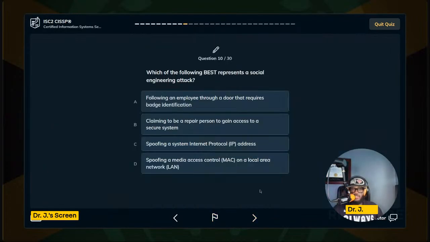All right, which of the following best represents a social engineering attack? Following an employee through a door that requires badge identification. That'd be like piggybacking.